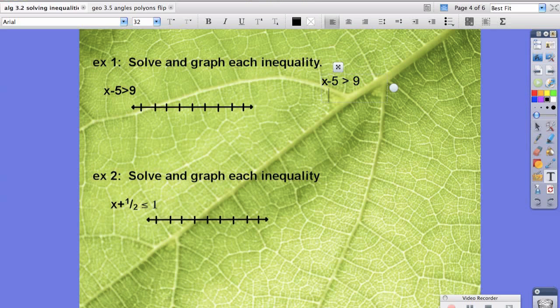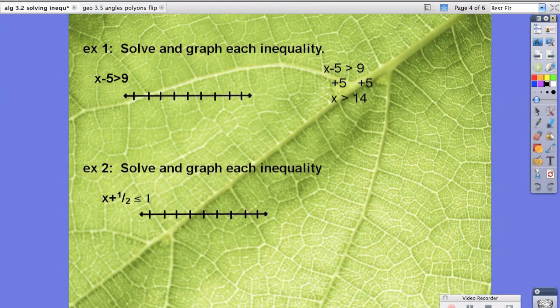In order for us to solve for x, we need to use inverse operations to move everything away from it. So the inverse of minus 5 is plus 5 to both sides. And this gives us x is greater than 14. So that's pretty easy to solve, right?